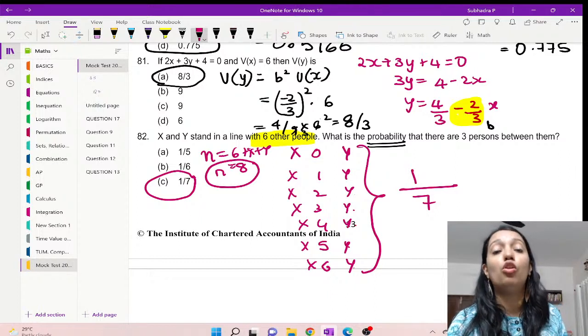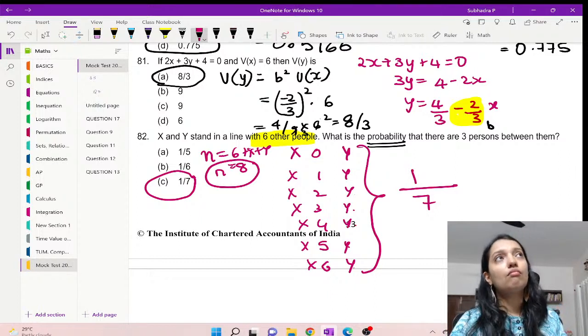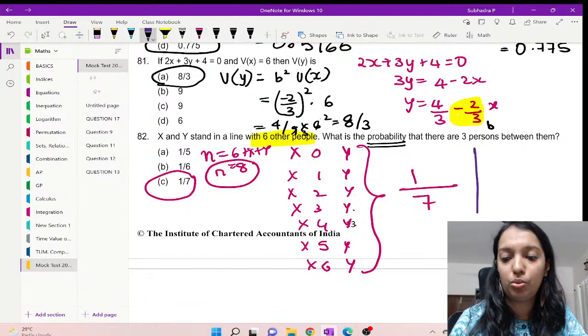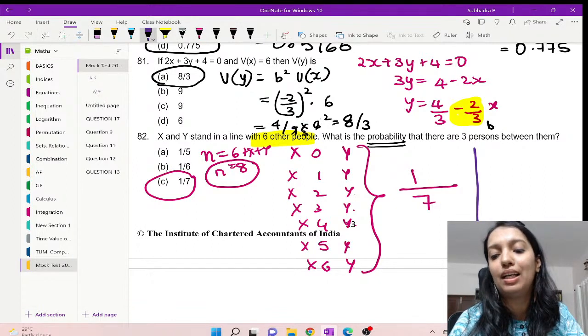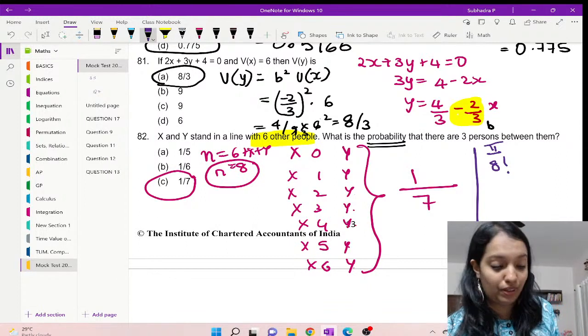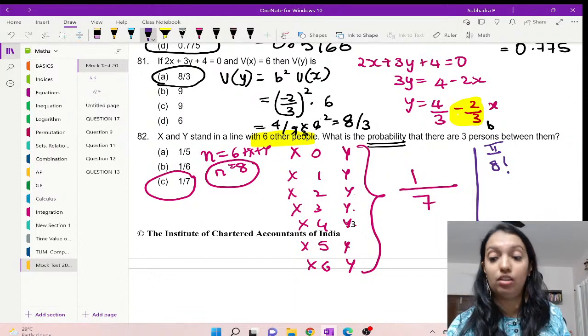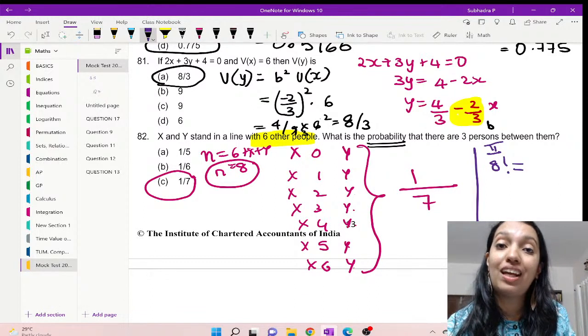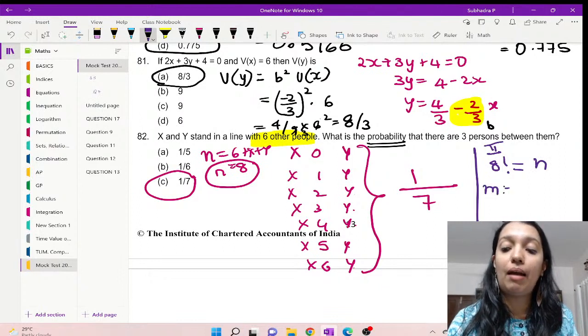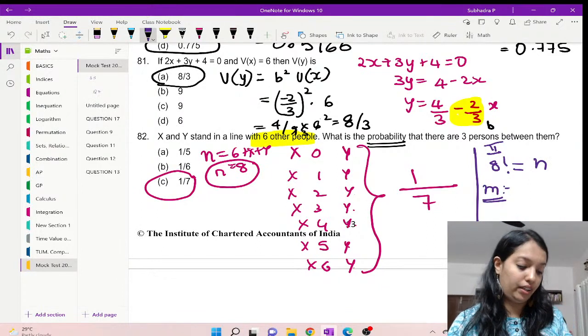Another way, a long way of doing it. Totally there are 8 persons. I don't recommend method 2, but there is a method number 2 as well. Method number 2 says totally there are 8 persons who can stand in 8 factorial ways. This is the total, so this is what you take in the denominator, n. And now I am finding the m value, what to take in the numerator.